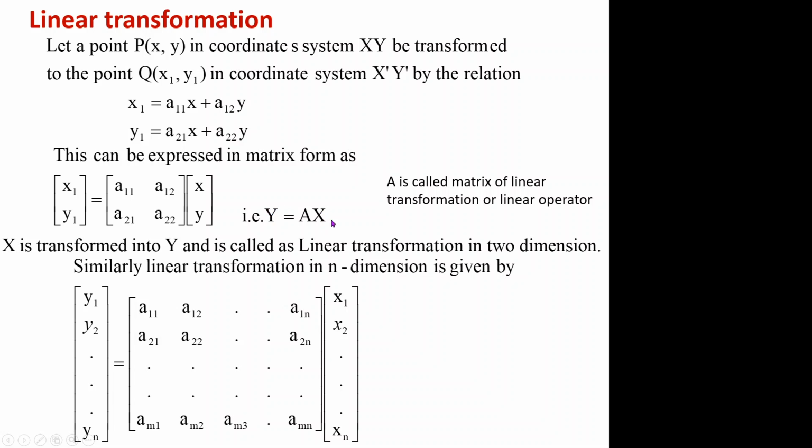So here this transformation where x is transformed into y is called a linear transformation in 2 dimension, because here we have considered a coordinate system in 2 dimension. This matrix A is called the matrix of linear transformation or a linear operator. We can extend this definition to n dimension also. Similarly, the linear transformation in n dimension is given by such type of relations.